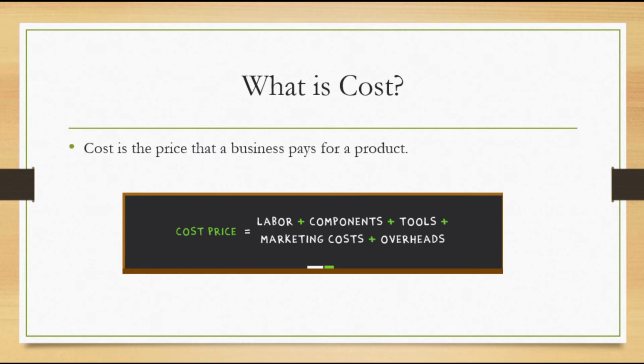Cost is the price that the business pays for a product. Kunyari, nagbebenta ka ng Spanish bread. So, yung paggawa mo ng Spanish bread, pati yung labor cost doon, yung components, lahat ng ingredients para magawa yung Spanish bread, that's the cost.